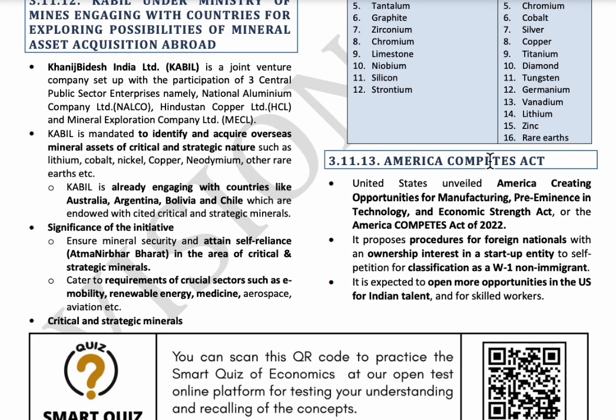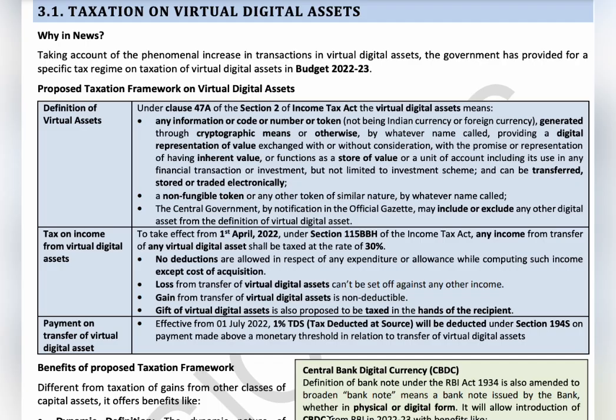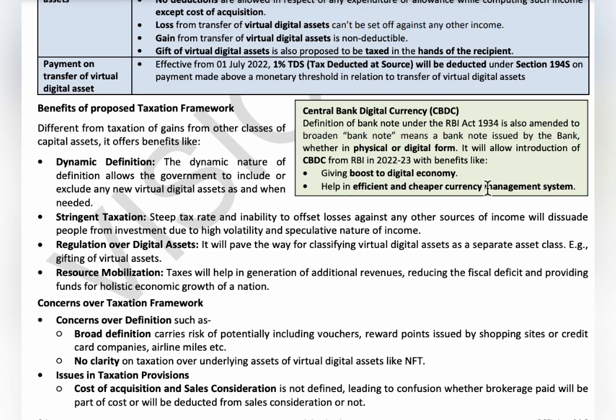The next topic is America Competes Act. So this act was introduced by the US government to increase the opportunities for Indians to own startups in the US. Next topic is taxation on virtual digital assets. So as the virtual digital assets increase, the government has taxed them at the rate of 30% under the Income Tax Act, and it will be effective from the 1st April 2022. Another concept is the central bank digital currency. So it is a digital currency of India released by RBI to boost the digital economy.